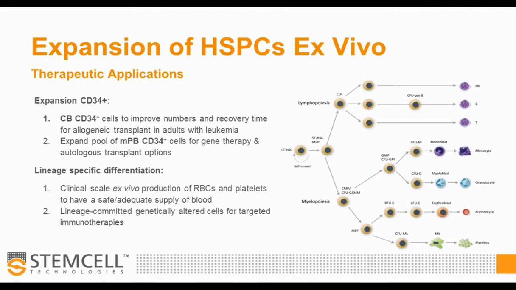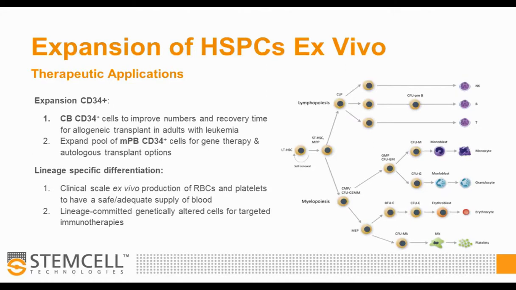Also, of course, what we've learned from how to expand cord blood can be transferred to how to expand mobilized peripheral blood, and that's going to become important as people try and scale up gene therapy applications for autologous transplant options. And then there's also been a lot of therapeutic applications for hematopoietic stem and progenitor cells when it comes to lineage-specific differentiation, and a lot of research that really started in the 80s and 90s, both focused on the conditions required to expand hematopoietic cells in culture so we could really study them.